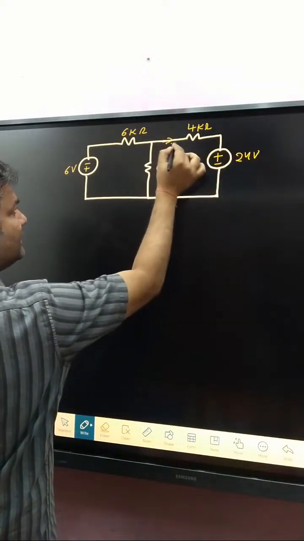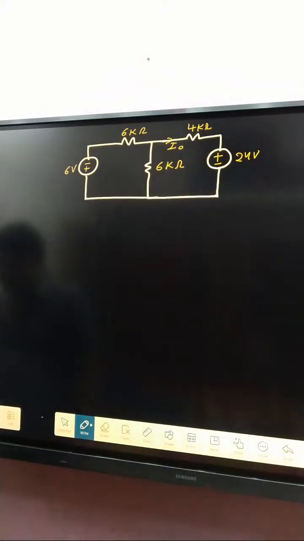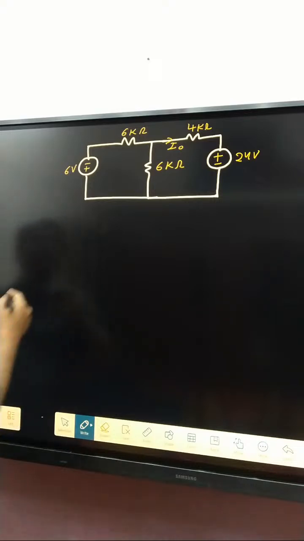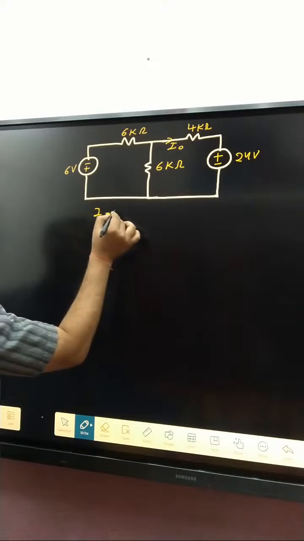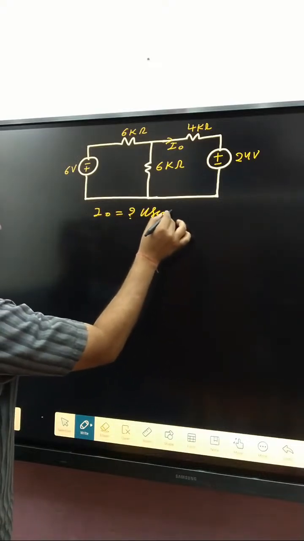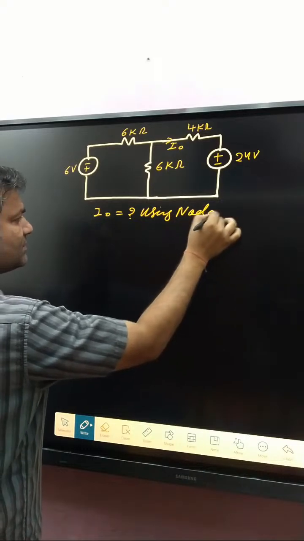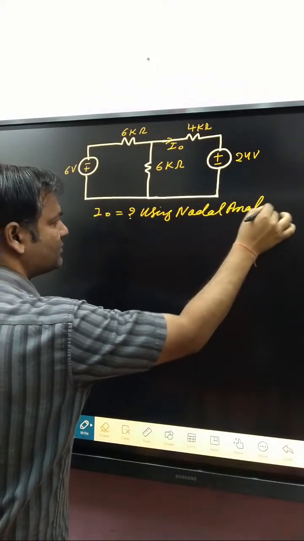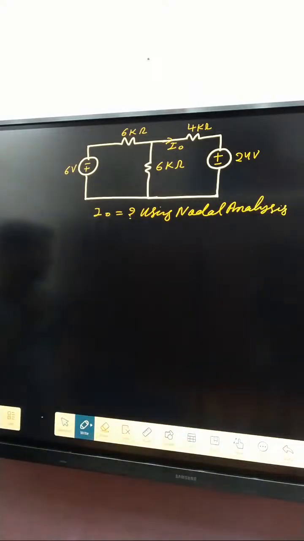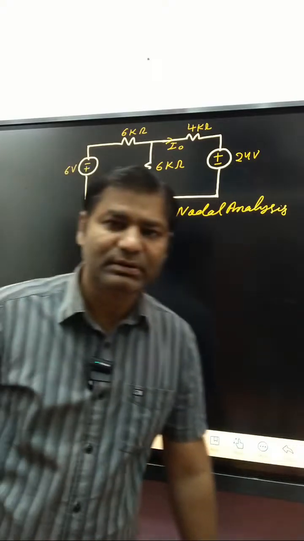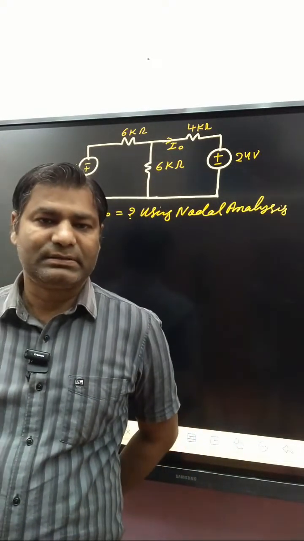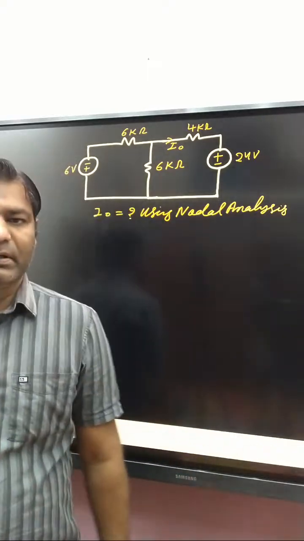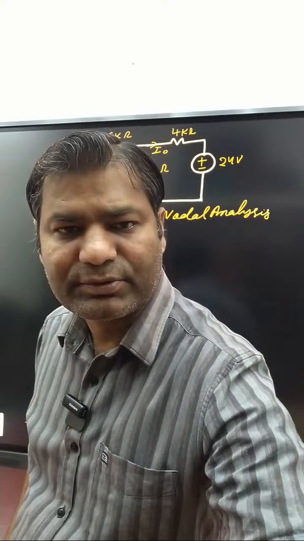And what about the current in this branch? That is I naught. According to the question, our motto is to determine I naught using nodal analysis. If anyone faces doubt in any step, tell me, and I will discuss it again.